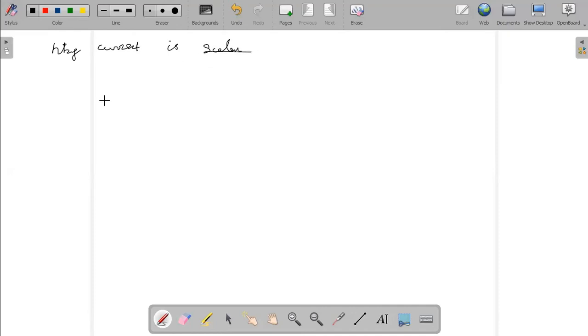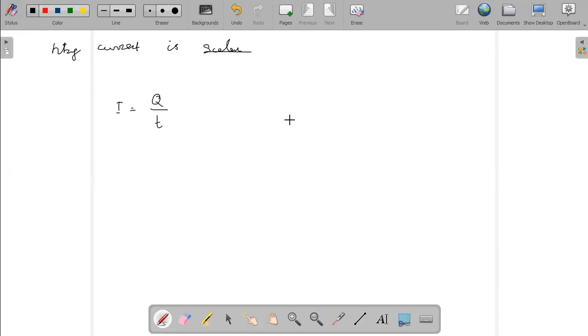We know current is nothing but the rate of flow of charge. Rate of flow of charge means the number of charges flowing through the conductor in a particular time. That's all. So definitely it does not mention anything about direction.